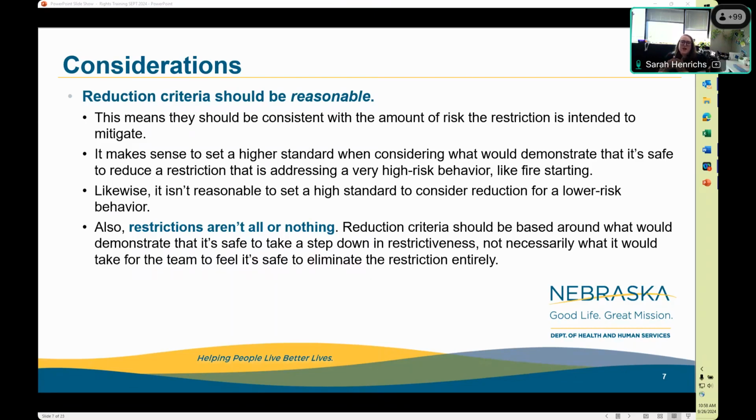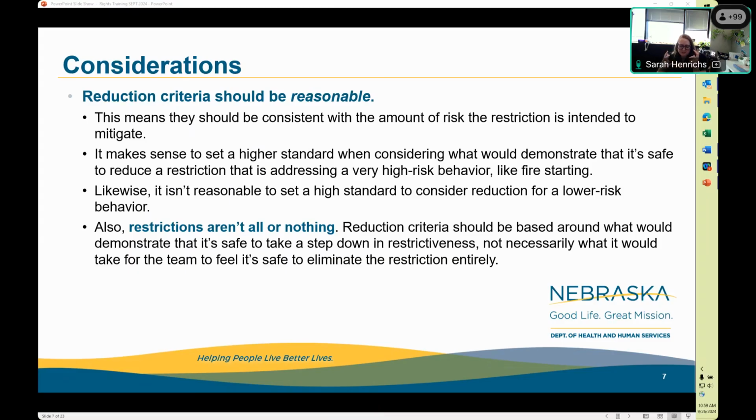Or a year. But if it's something that's lower stakes, then we need to be reasonable. And sometimes 0 of that risk behavior for a whole year is setting the bar higher than that risk justifies.